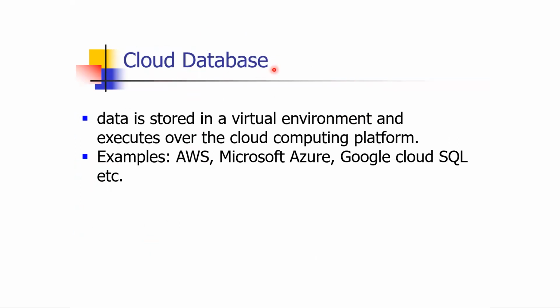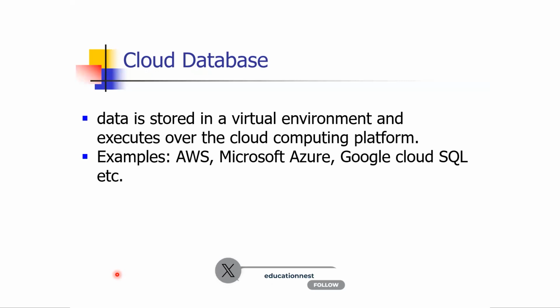next type is cloud database. Cloud is like something which is not in our hand. We can't touch it like that. Similarly, here cloud means virtual environment. Virtual environment means it's not a real environment. It's virtually created, imaginary like that. So data is stored in a virtual environment and executes over the cloud computing platform. For example, AWS, Microsoft Azure, Google Cloud SQL.